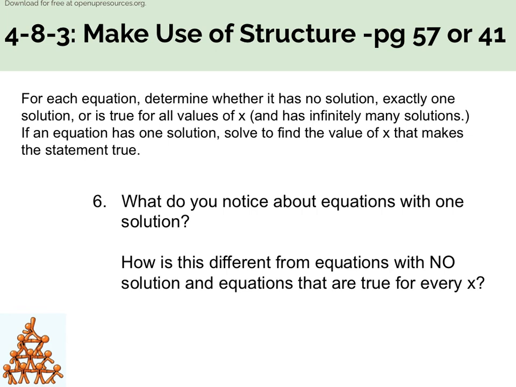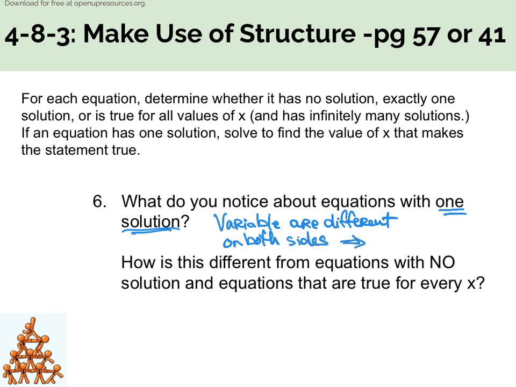All right, so equations that have one solution, the variables are different on both sides. So as an example, we can have 3x plus 2 equals 2x minus 4. So notice how the 3x and the 2x are not exactly the same. This would be a one solution.